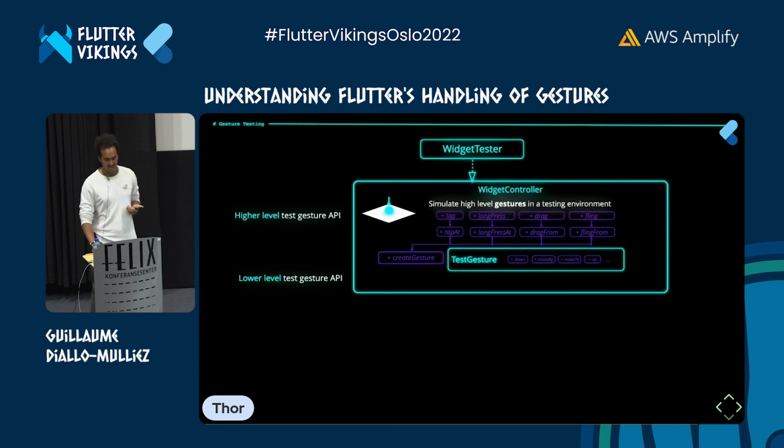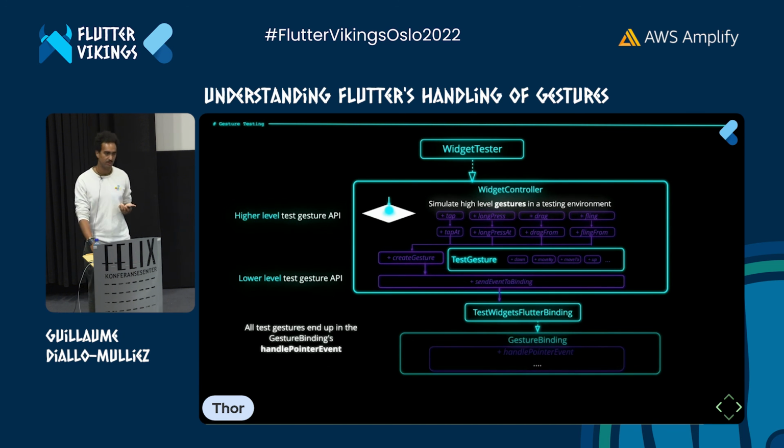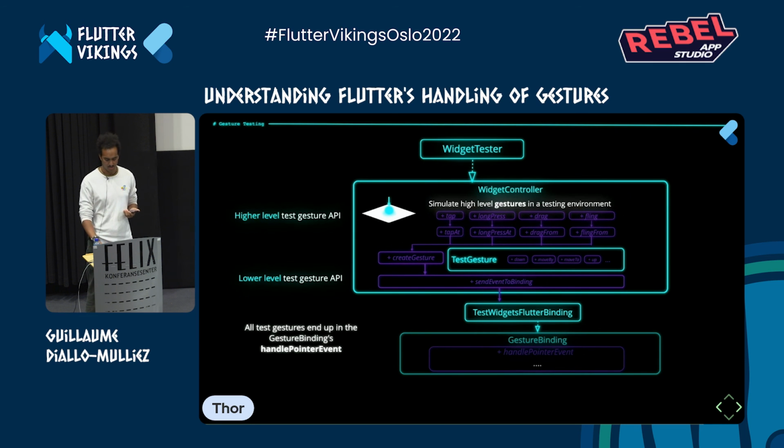And what's even nicer about this is that the create gesture calls behind the scene the send event to binding method, which calls the test widgets Flutter binding, which is the counterpart of the Flutter widgets binding that we've talked about earlier, which also implements the gesture binding. Well, uses the gesture binding mixin. And this means that all gestures will end up inside the gesture binding mixin and inside the handle pointer event method that we've seen at the beginning. And then you enter the flow that we've seen, and it's just regular gesture handling by Flutter.